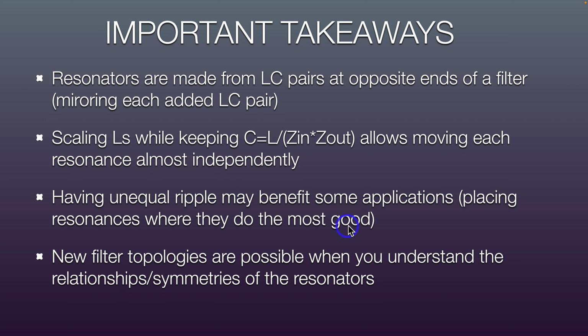Having unequal ripple may benefit some applications where you don't really want equal ripple because you want a particular band to have the best performance. So you move those resonances to where it'll do you the most good. And finally, new filter topologies are possible when you understand the relationships and symmetries of the resonators.